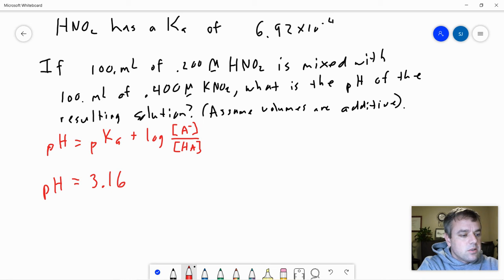And then this is going to be plus the log. Well, if we mix these two solutions together, we will be doubling the volume, so the molarity will be cut in half. So our KNO2, our nitrite, the NO2 in particular being the key part of this, is our base. The base goes on top. So instead of it being 0.4 molar, it's going to be 0.2 molar. And our acid, instead of being 0.2 molar, will be cut in half to 0.1 molar.